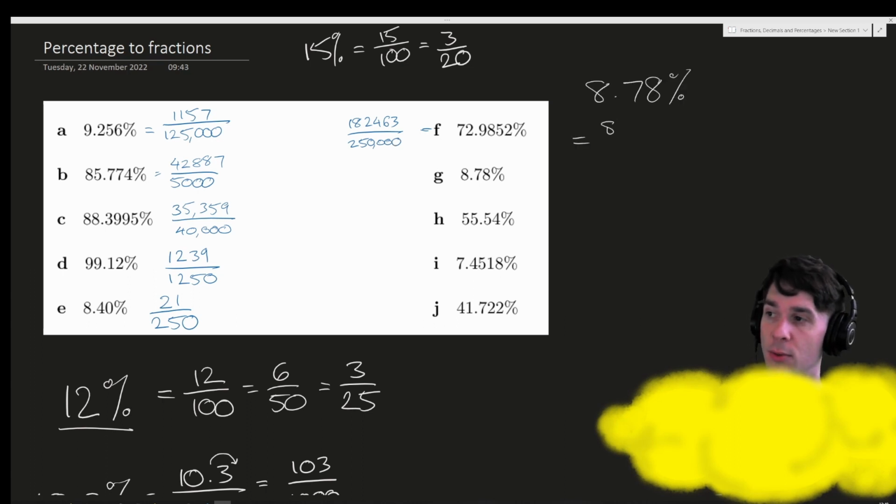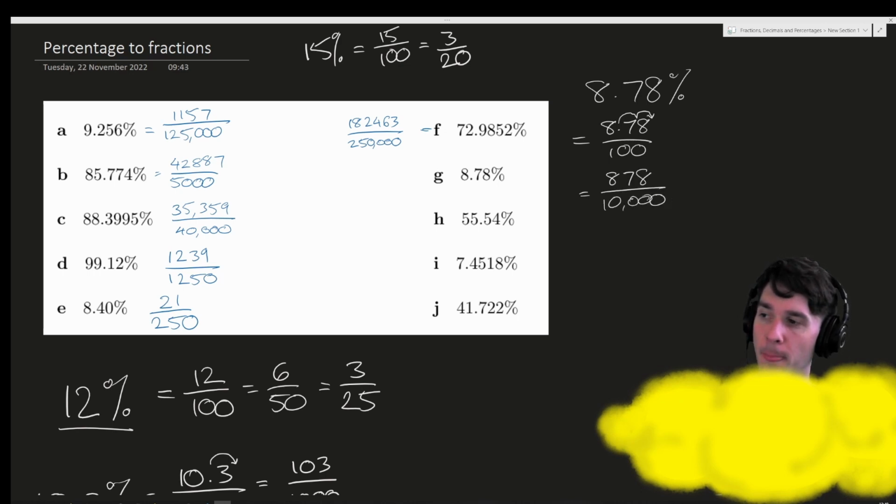8.78% is equal to 8.78 out of 100. So let's simplify. First, we need to move the decimal place out of this number. So we're going to multiply by 100, which will give us 878 over 10,000. Now, dividing by 2, we're going to get 439 over 5,000, and that's as far as we can go. So we are finished for that question.